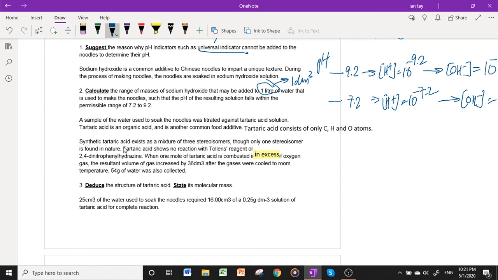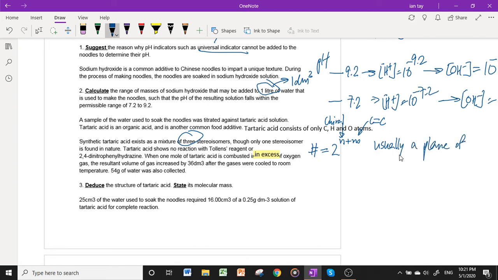So synthetic tartaric acid exists as a mixture of 3 stereoisomers, though only one stereoisomer is found in nature. Remember, for stereoisomers there are 2 types: cis-trans and enantiomers. But normally the number of stereoisomers equals 2 to the power n plus m, where n is the number of chiral centers and m is the number of double bonds. So this would suggest that normally it is an even number of stereoisomers. So what does it mean when there's an odd number, 3 stereoisomers? It means that there is usually a plane of symmetry.